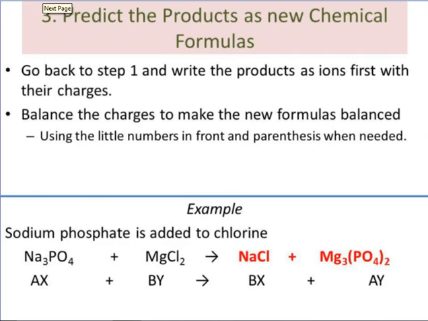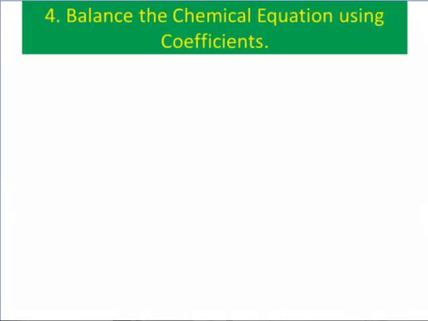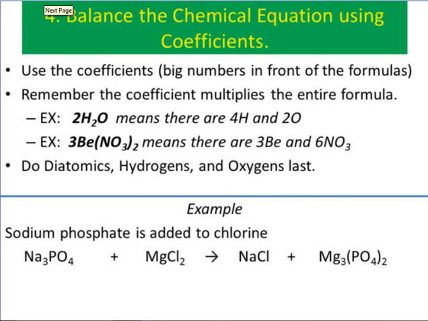Okay, so let's bring that back in. We've got our NaCl balanced 1 to 1, and then our magnesium phosphate Mg3(PO4)2. Fourth step, balance the chemical equation using our coefficients. Now we're going to use the big numbers in front of the formulas. Okay, we're going through the whole equation. Remember, if I've got a 2 on the outside, that gets carried through. So 2 here means there's actually 4 H's and 2 oxygens.